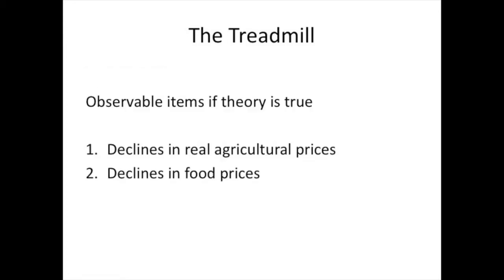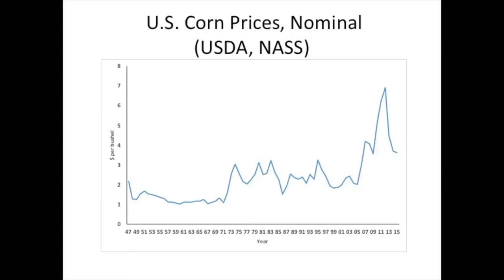Cochrane's treadmill theory is a theory, so it's not necessarily true, but if this theory is true, we should see 2 items: declines in real agricultural prices and also declines in food prices over time. So I'm going to demonstrate those 2 items, agricultural prices and food prices. Let's start with corn prices.